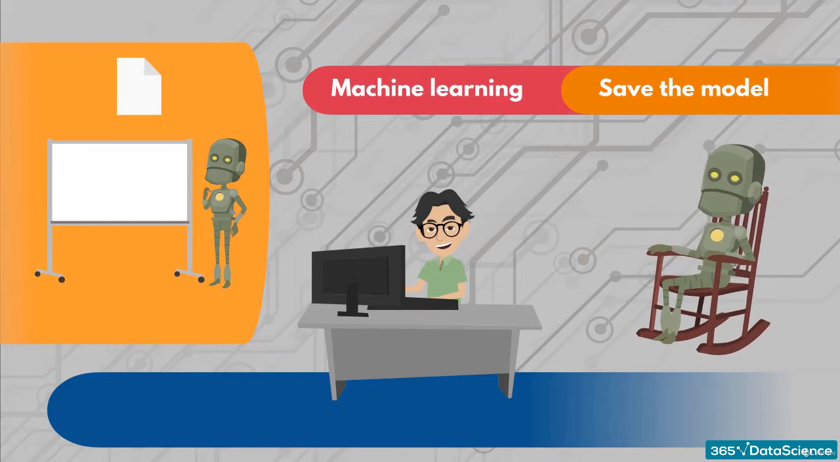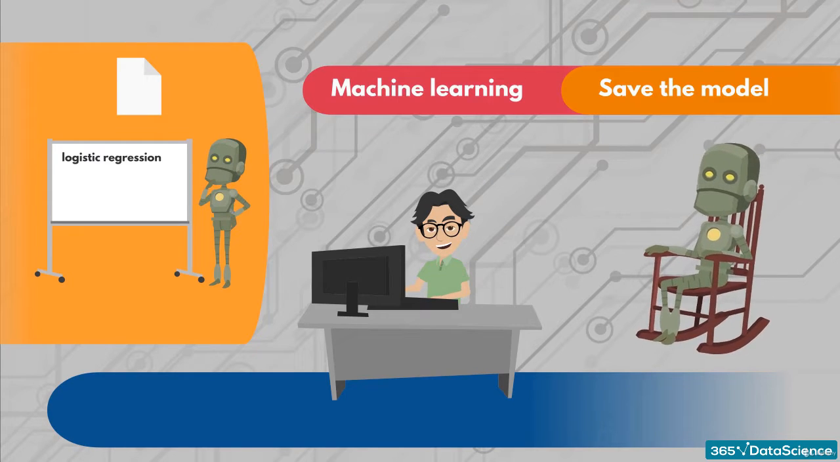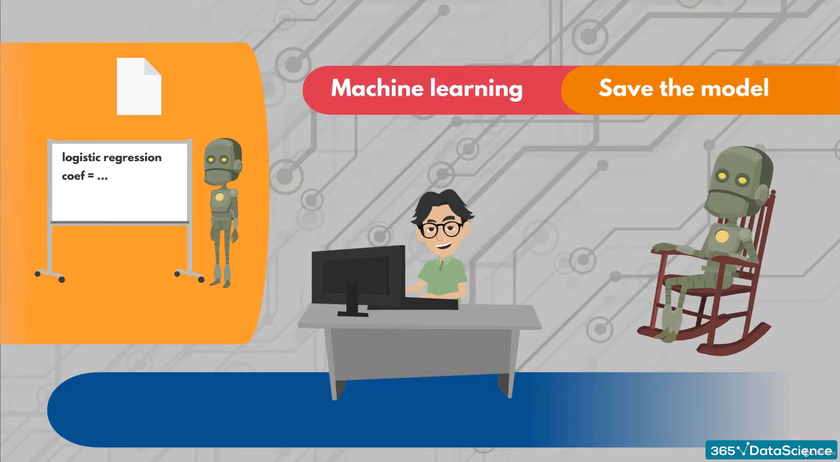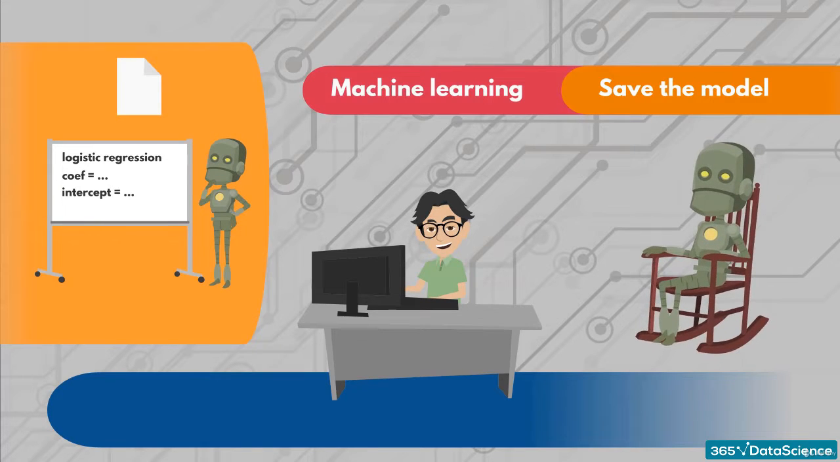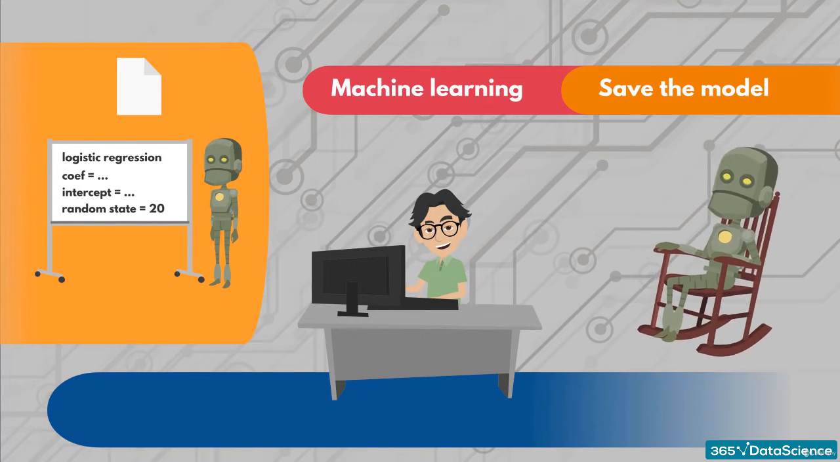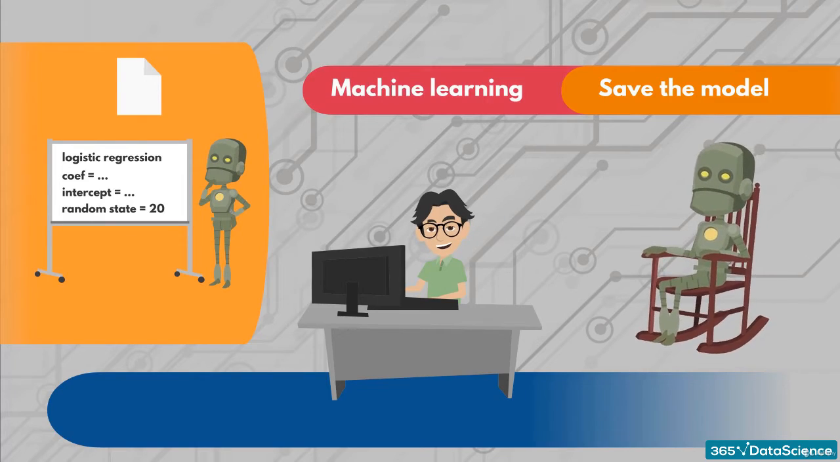Roughly speaking, we want to create a file that will store the following information. This machine learning model is a logistic regression. It has these and these coefficients and intercept. The random state that was chosen for the shuffling was 20, and so on.